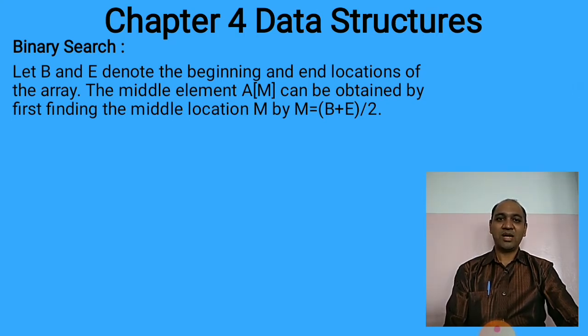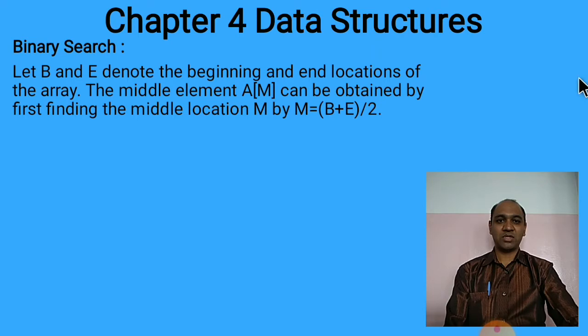So let b and e denote the beginning and end locations of the array. The middle element a of m can be obtained by first finding the middle location m by m is equal to beginning plus ending divided by 2. So beginning is always 0, ending is n minus 1. If there are 5 elements, then it is 5 minus 1, 4. 4 divided by 2. Okay. So what are the criteria that we need to follow?